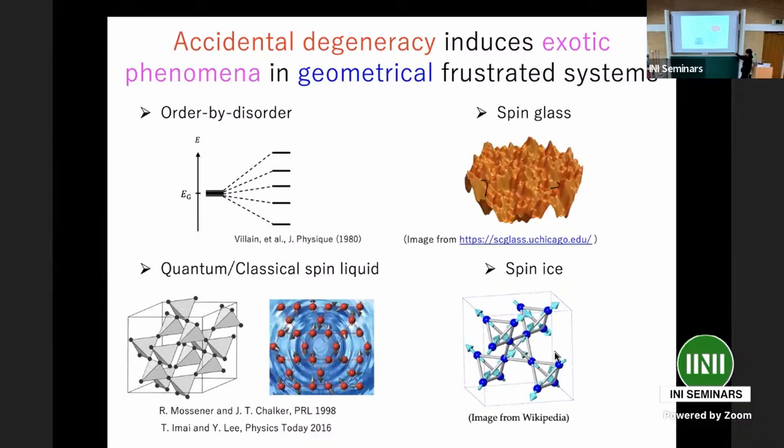One is what's called order by disorder, which I'm going to explain. Spin glass is another example. And there is classical or quantum spin liquid, where even at zero temperature the system does not order. And also spin ice is something where the excitations of the system, for example, behave like magnetic monopoles. These are all because of this accidental degeneracy of ground states.